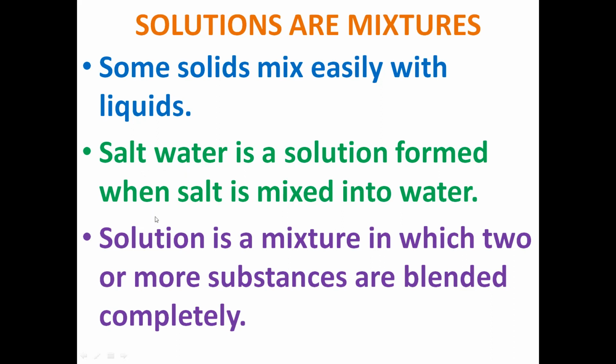What is a solution? A solution is a mixture in which two or more substances are blended completely. When you add salt to a glass of water and stir, the salt completely disappears. It means it blended completely. Also the sugar, when added into a glass of water and stirred, you cannot find the sugar crystals anymore. The sugar is completely dissolved. It got blended completely. So this is a solution.